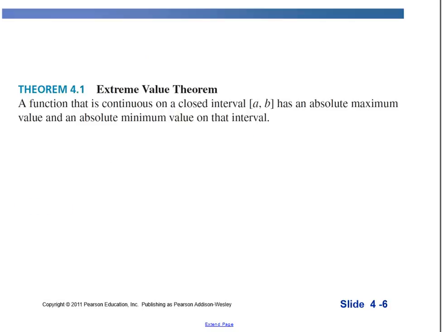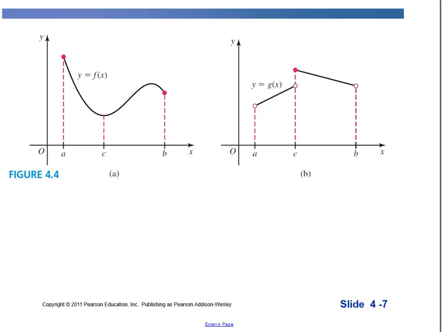The first theorem for this section is called the extreme value theorem, and it says that a function that is continuous on the closed interval from a to b has an absolute maximum and an absolute minimum value on that interval. So a couple of things to note there. The maximum or minimum might be at the endpoints a or b, or it might happen somewhere in the middle. Let's take a look at a picture of that.